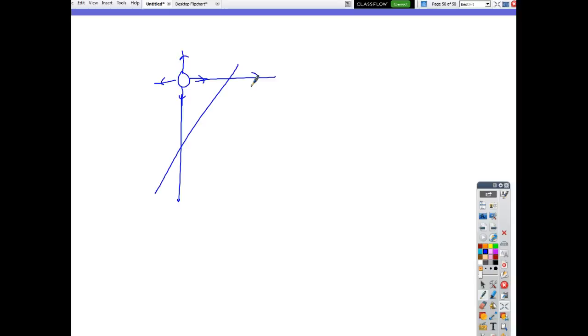So if flux is the total number of lines, then flux per unit area must be what? Electric field. Now, on first blush, that makes perfect sense, because the closer the lines are, the better electric field.